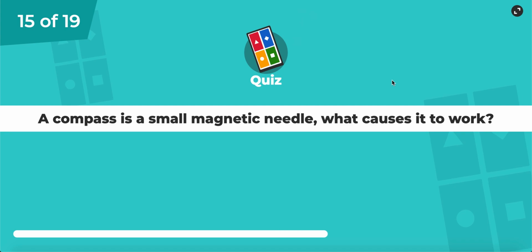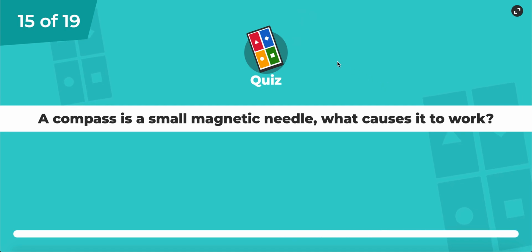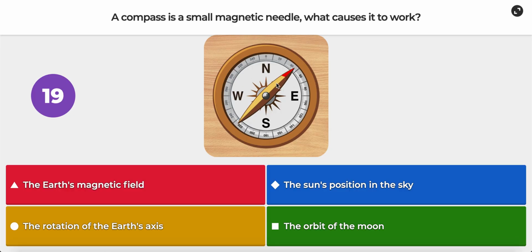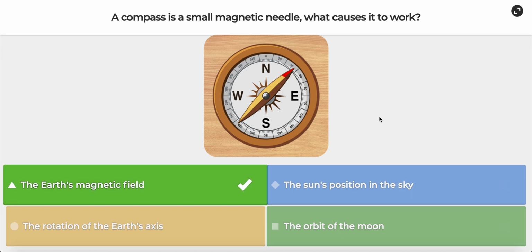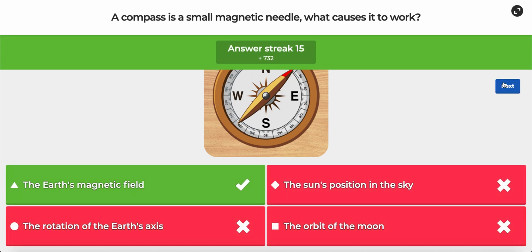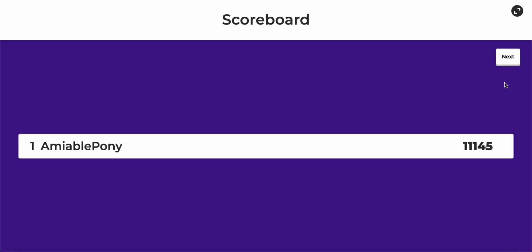A compass is a small magnetic needle. What causes it to work? So we've got our compass, a small magnetic needle. That means we need another magnet. Well, the sun's not a magnet. The orbit of the moon is not magnetic. The rotation of the Earth's axis is not magnetic. The Earth's magnetic field, though, is magnetic. So a compass's needle aligns with the Earth's magnetic field.